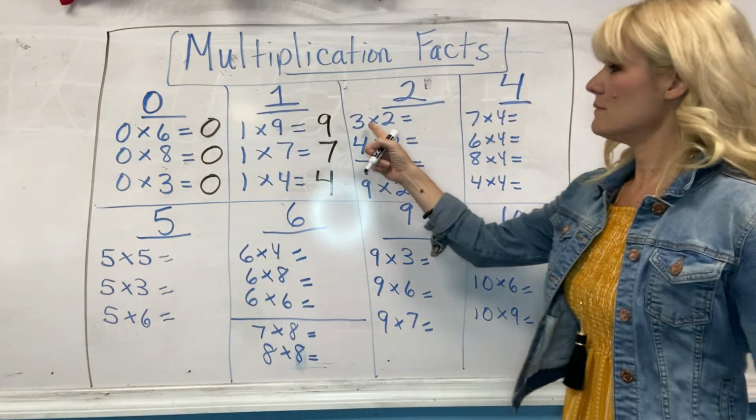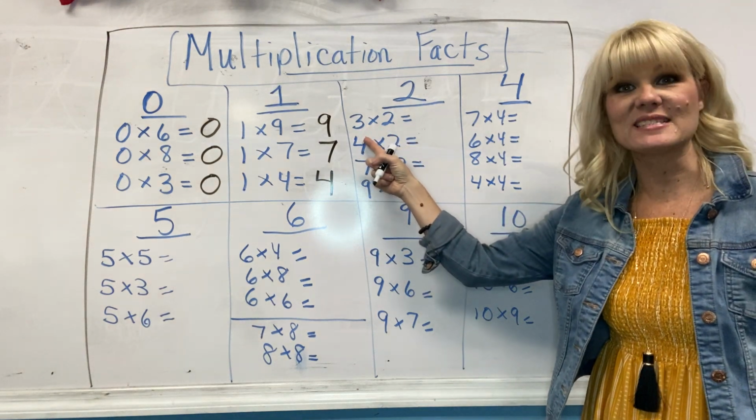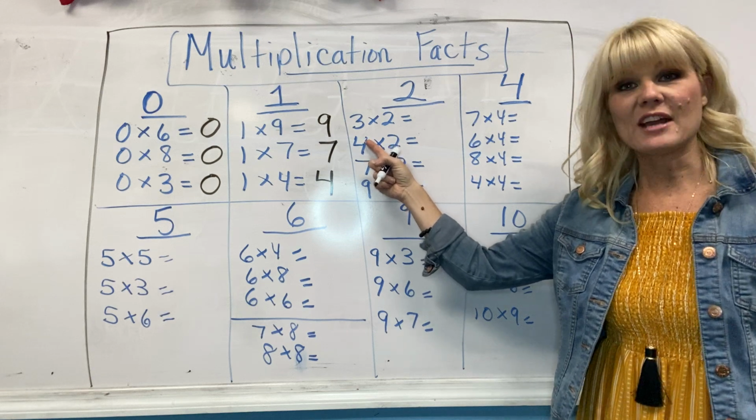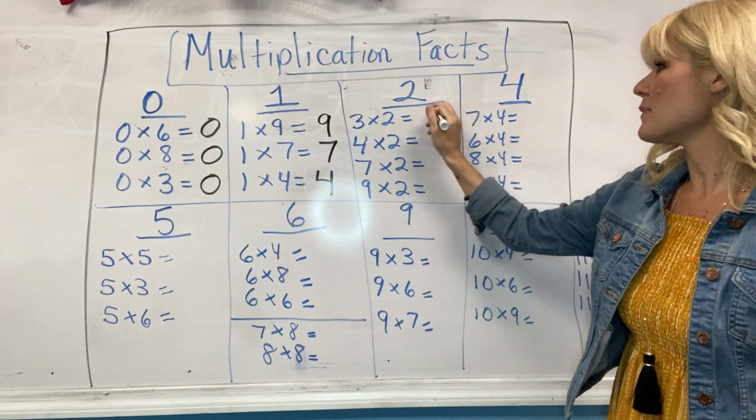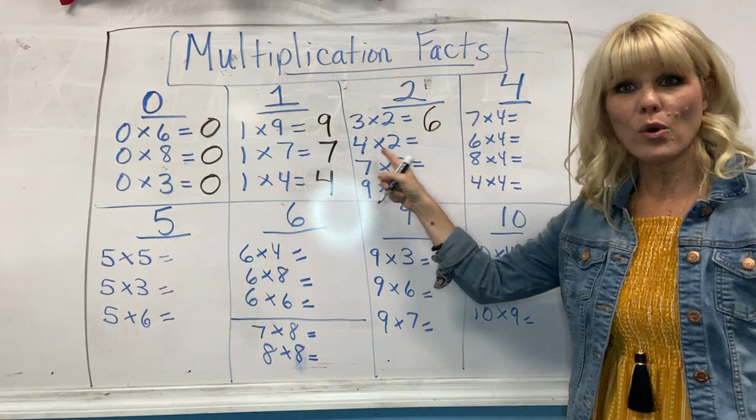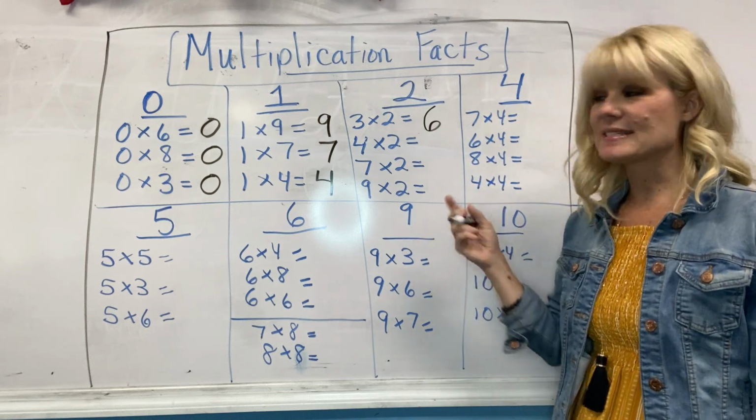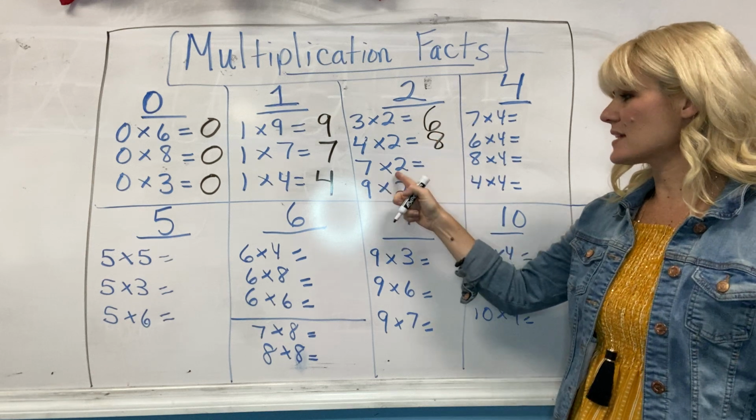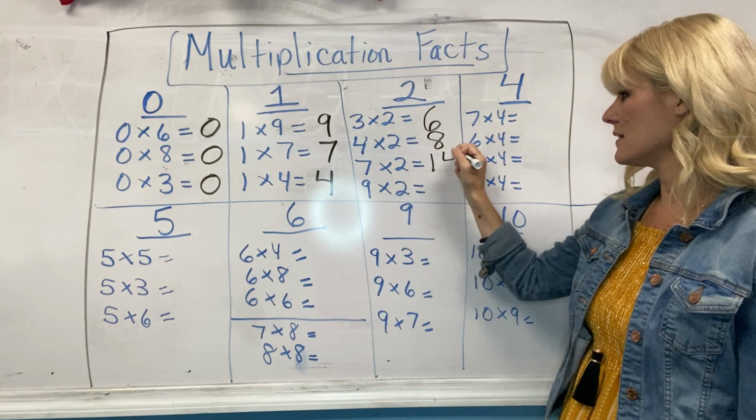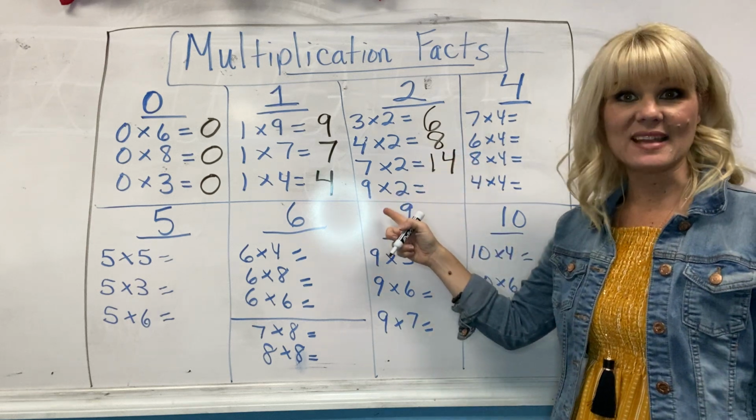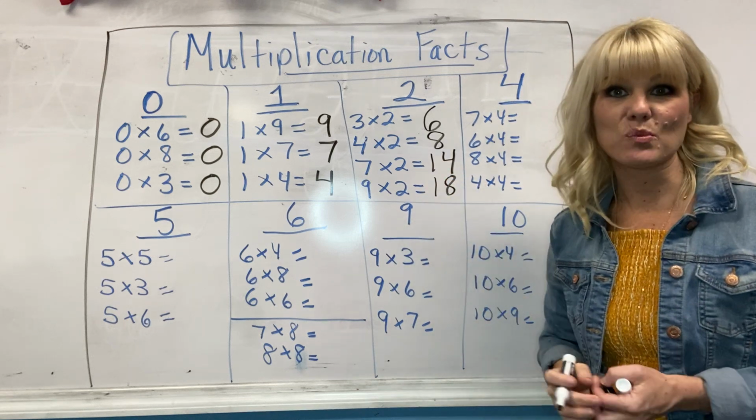Here we go. If I have 3 times 2, I'm just going to take this number 3 right here and double it. 3 times 2, I just say to myself, what is 3 plus 3? Which is 6. So I'm going to put a 6 here. 4 times 2, what is 4 doubled? 4 plus 4 is 8. 7 times 2, what is 7 doubled? 7 plus 7 is 14. And 9 times 2, what is 9 doubled? It's 18. So you guys, simply just knowing your double facts will help you to multiply.